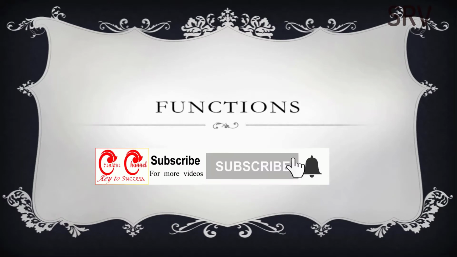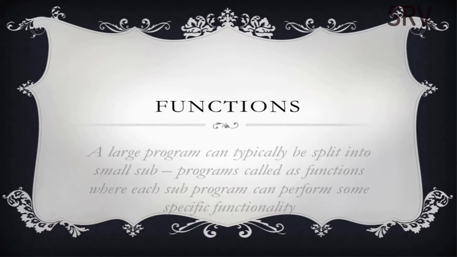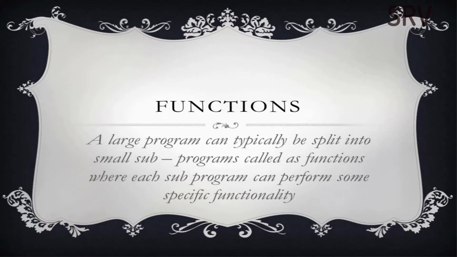Hope you remember in 11th C++ we saw the definition of function: a large program can typically be split into small subprograms called functions, where each subprogram can perform some specific functionality. Here in this definition it is said that small subprograms are called functions. The large programs are made up of small subprograms. These subprograms will perform some specific functionality. What does this specific functionality mean?